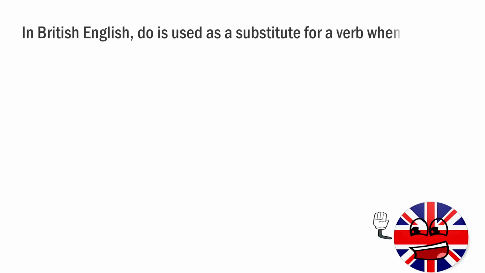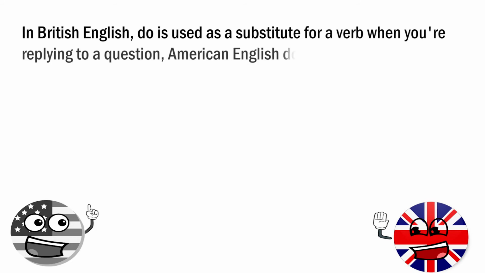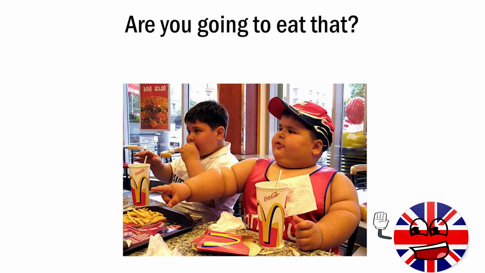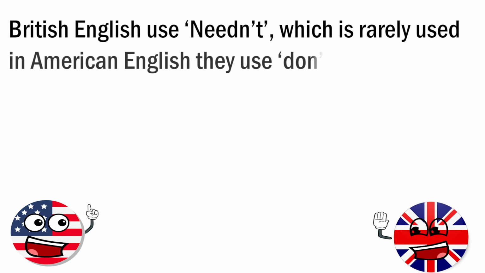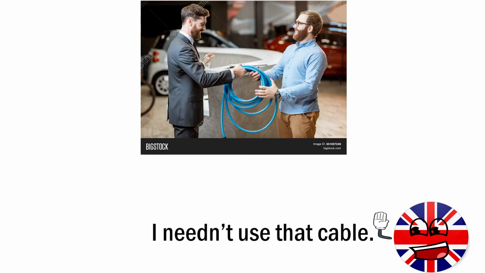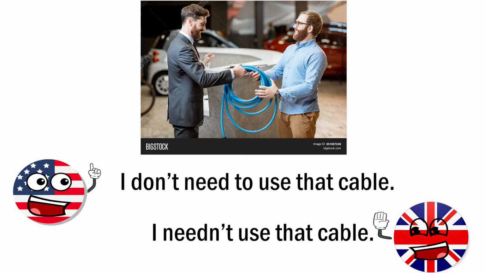Do. In British English, do is used as a substitute for a verb when you're replying to a question. American English doesn't use it. Are you going to eat that? I might do. British English uses needn't, which is rarely used in American English. They use don't need to. I needn't use that cable. I don't need to use that cable.